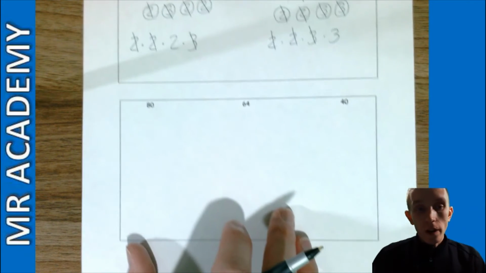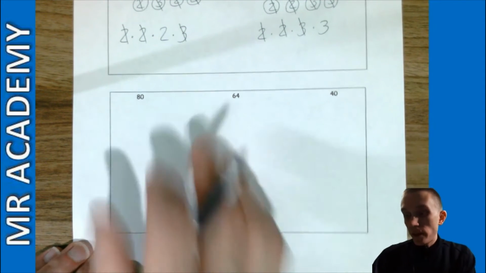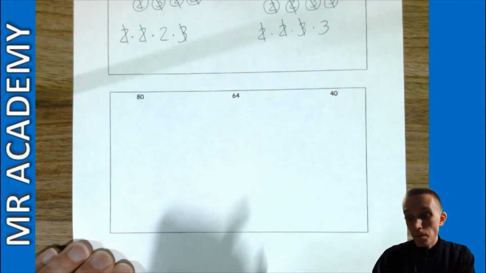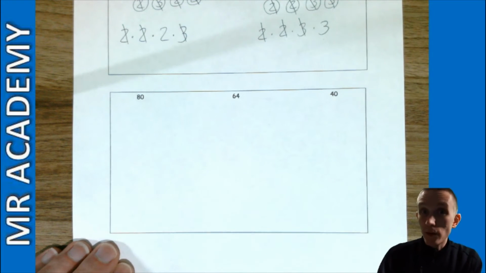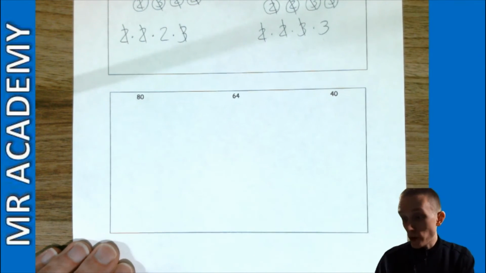All right, and our second example. And then we will get you out of here. So this time I got 3 different numbers. Okay? And they're bigger numbers than what we have worked with before. So we've got 80, we have 64, and we have 40.